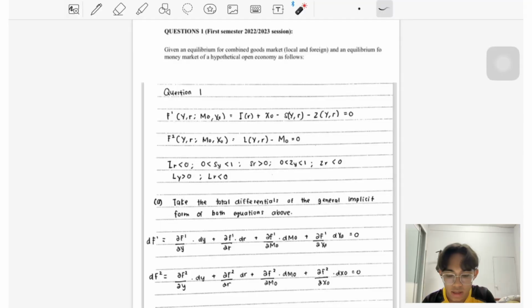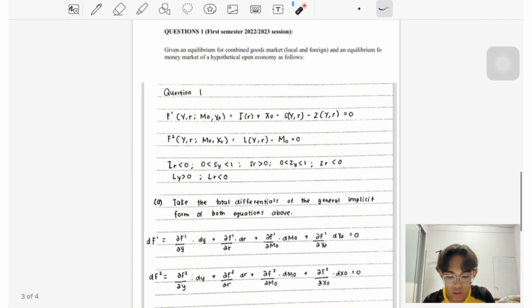So today I will present the first question from the first semester session 2022-2023. Question 1. Given an equilibrium for combined goods market and equilibrium for money market of hypothetical open economy as follows. So they are given two equations, equation 1 and equation 2. Question A. Take the total differential of the general implicit form of both equations above.